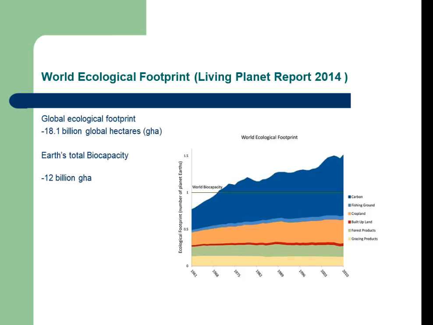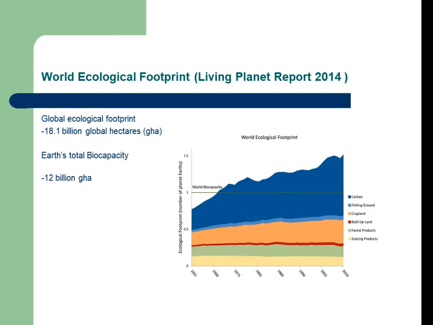WWF's Living Planet Report 2014 found that in 2010 the global ecological footprint was 18.1 billion global hectares, or 2.6 global hectares per capita. Earth's total biocapacity was 12 billion GHA, or 1.7 GHA per capita. This means that Earth's population needed 18 billion hectares of productive land in order to provide each and every person with the resources they require to support their lifestyle and to absorb the waste they produce.